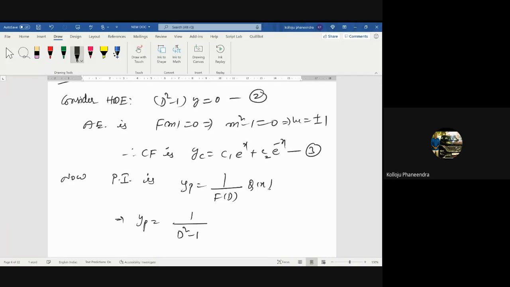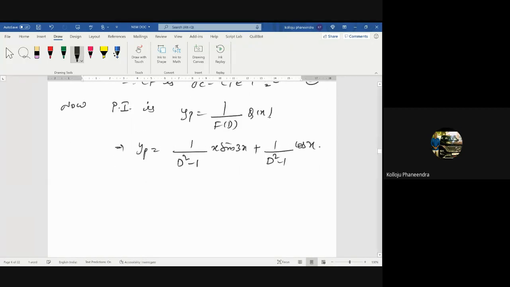There are two functions here on the right side. One is x sine 3x. Another one is cosine x. Now listen carefully. The second case is easy. Cosine mx, replace D square by negative 1. So negative 1, negative 1, negative 2. So denominator not 0, that part is over.